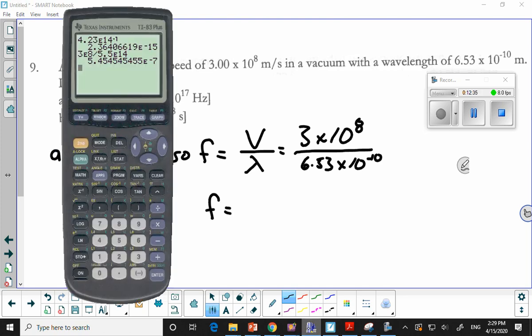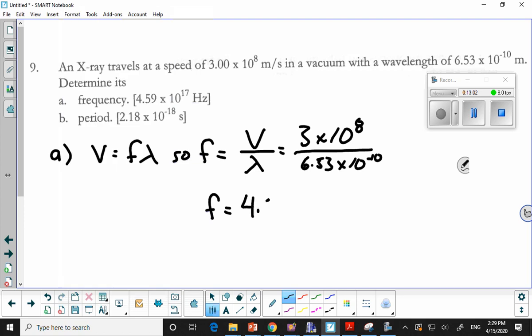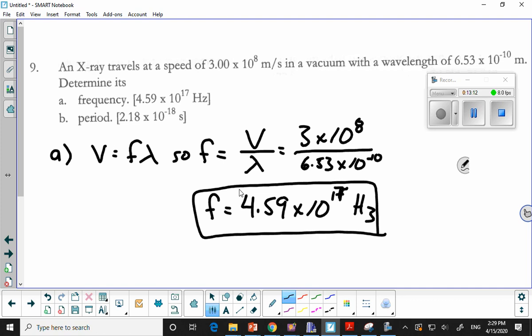Punch that in our calculator. 3, second, exponent 8, divided by 6.53, second, exponent minus 10. We get a value of 4.59 times 10 to the 17 hertz. So there's our question A, our frequency.